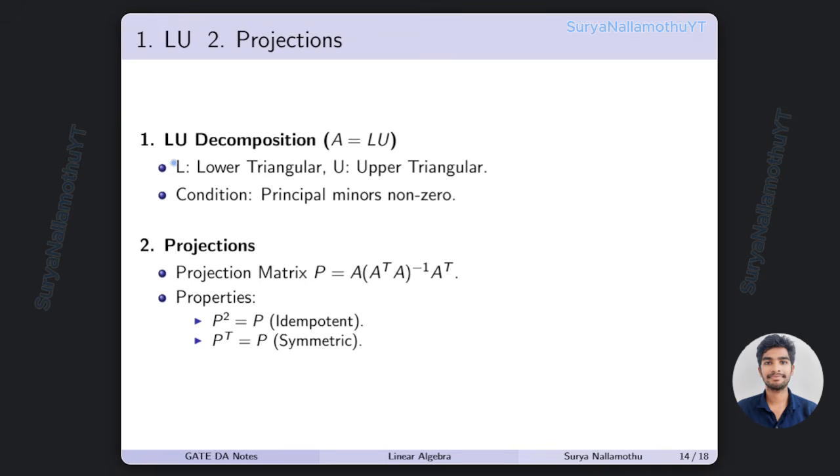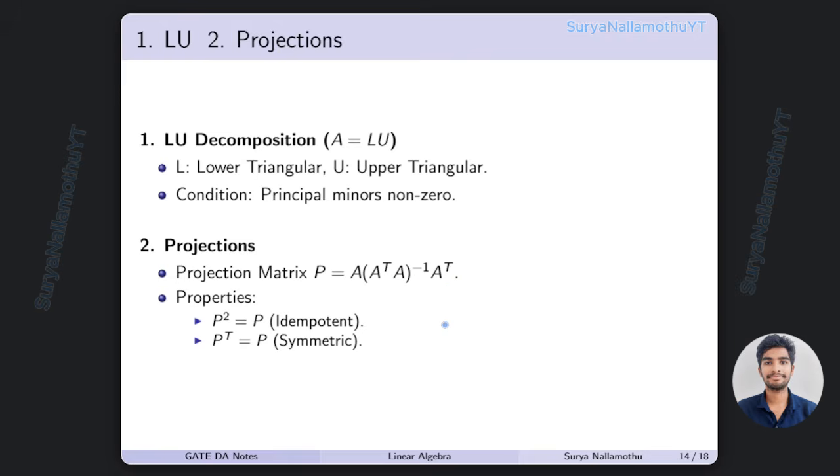Next, LU decomposition. L is nothing but lower triangular, U is nothing but upper triangular. Then, we observe projections. In these projections, the formula is A transpose divided by A transpose A. This is the formula. We applied that.